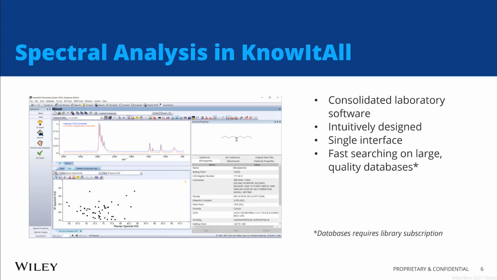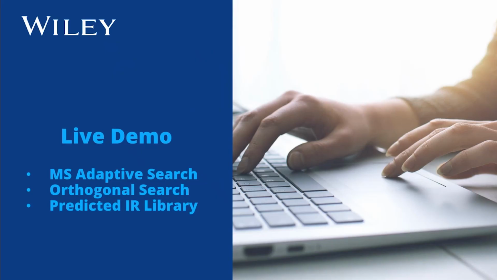And the bottom line about spectral analysis and KnowItAll is this is consolidated laboratory software. That means you don't have to deal with fractured software and processes. It's intuitively designed in a single interface. KnowItAll eliminates the need for multiple software packages because it's compatible with so many different chemical techniques. It's fast searching on large and accurate databases. And next I'll be giving you a demonstration of the software covering mass spec adaptive search, orthogonal search, and our new predicted IR library.